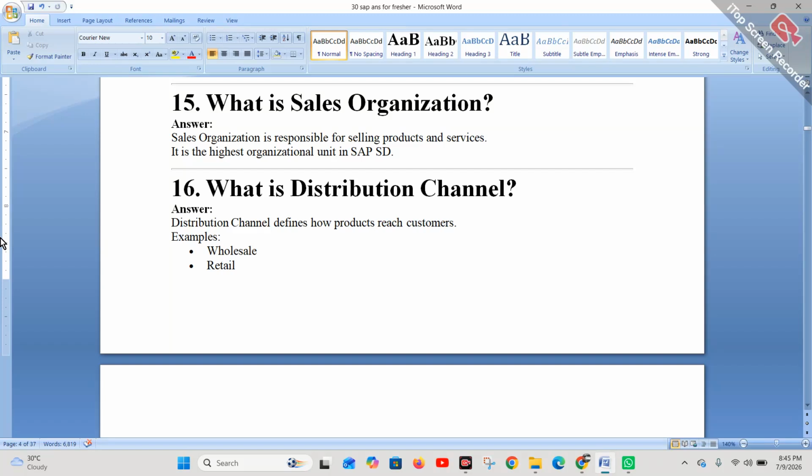If the interviewer asks you how many company codes a sales organization can be assigned to, the answer is that the sales organization is assigned to one company code. If he asks how many plants a sales organization can be assigned to, you can answer that it can be assigned to one or more plants. And does the sales organization have its own master data? Then the answer is yes, the sales organization has its own master data. Okay, this was about the sales organization.